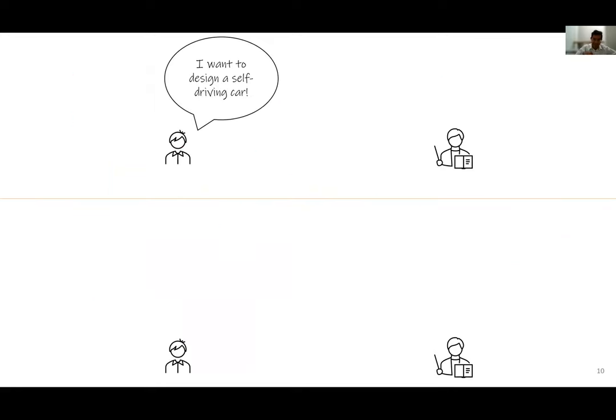Okay, so now let's go through that conversation I promised, the conversation between a professor and a student. This one is a good professor, so maybe from some other country. So the student asks, I want to design a self-driving car. Students come up with these great expectations. I want to design a self-driving car. So I have done my undergrad degree, so I have knowledge. I want to design. Then let's see what the professor says.